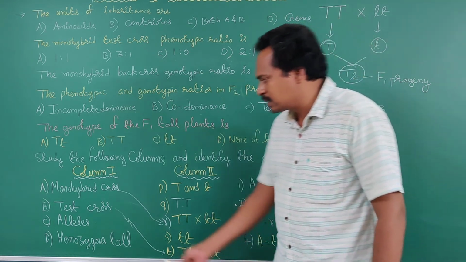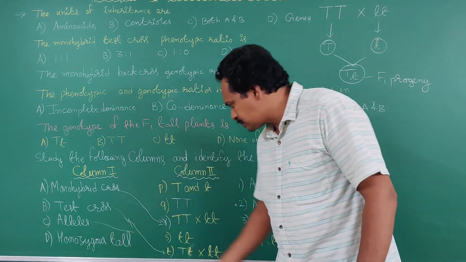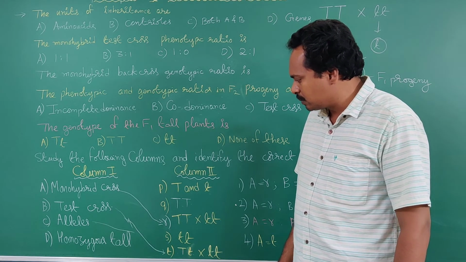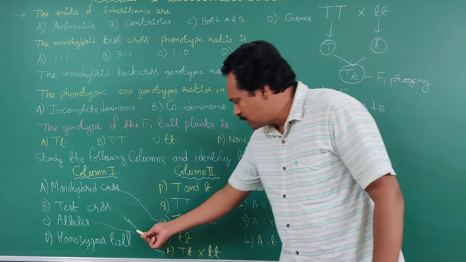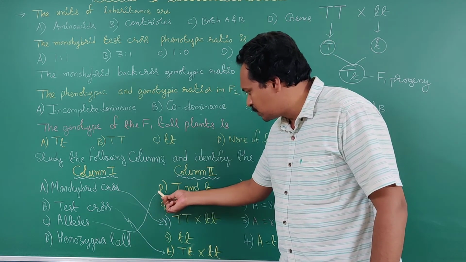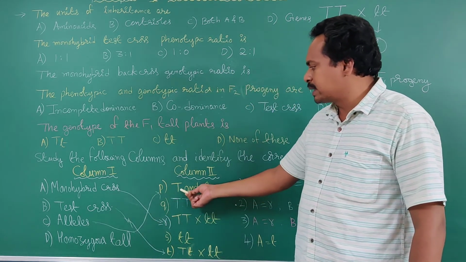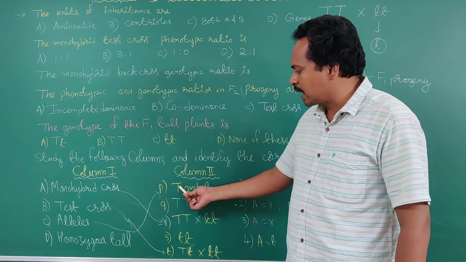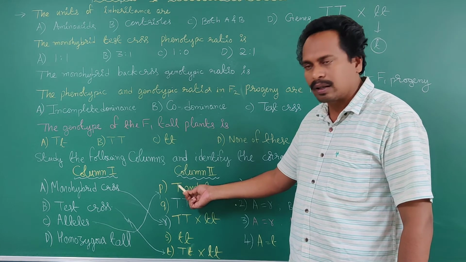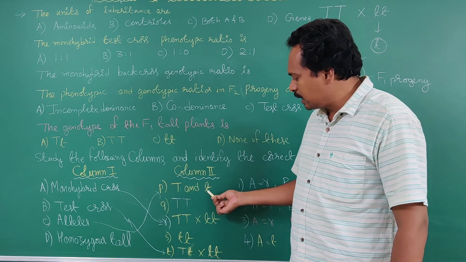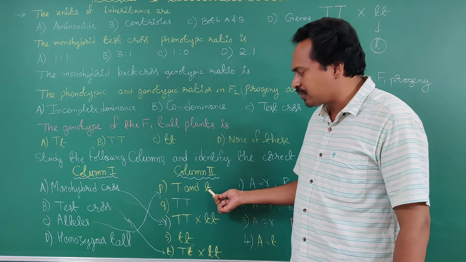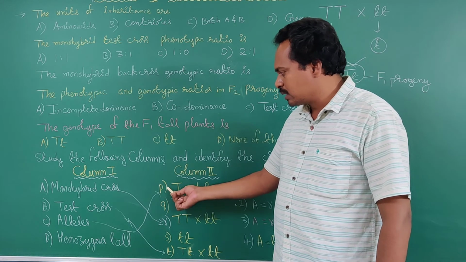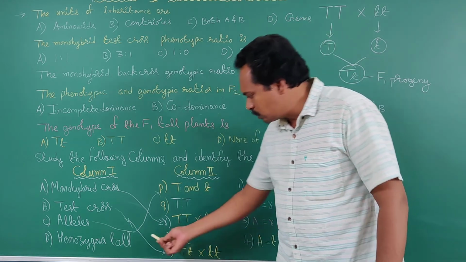Okay. Next, alleles. Alleles code for alternative characters; they are alternative forms of genes. Look here in column 2, P capital T and small t. Capital T determines the tall character, whereas small t determines the dwarf character. So alleles are alternative forms of genes. C is P.